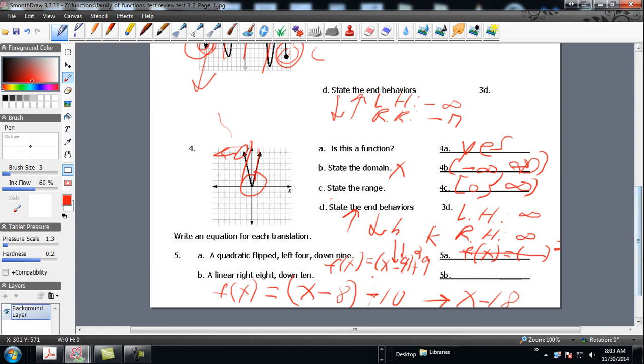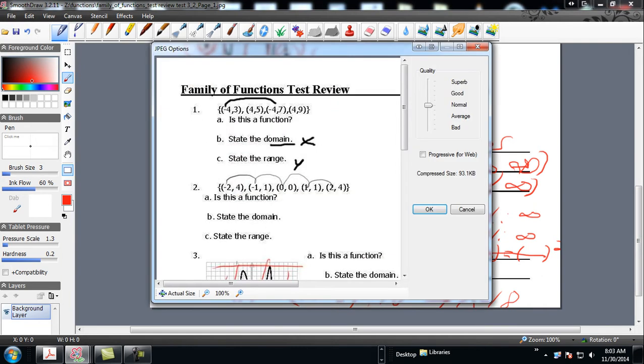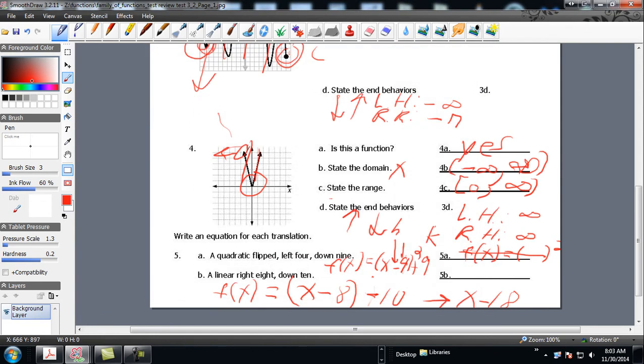Now what we're going to do real quick is I'm going to go ahead and save this guy here as a file. Okay, cancel that out for a second. Let me pause and save that and I'll come right back.